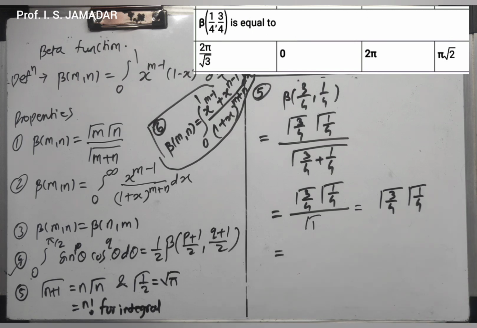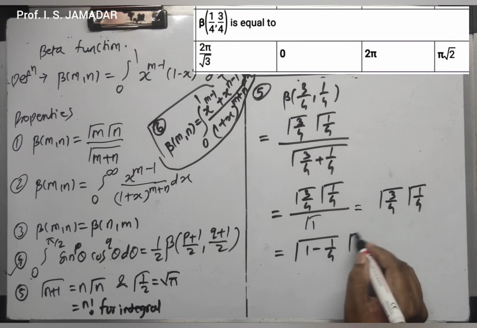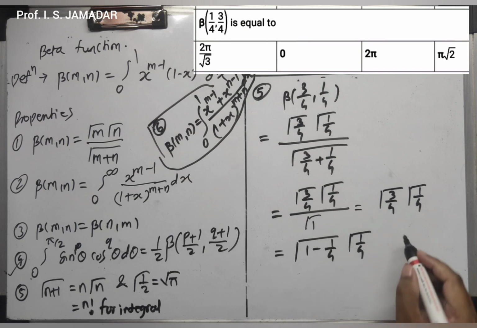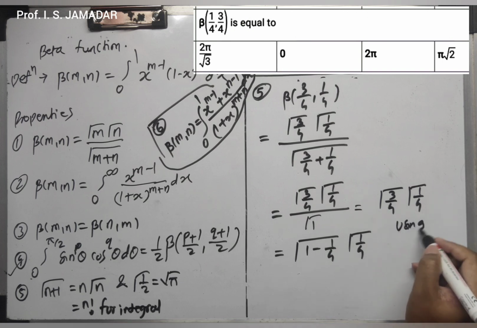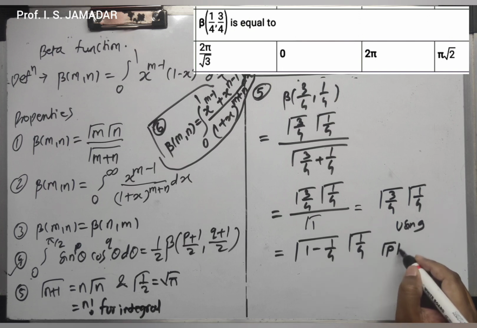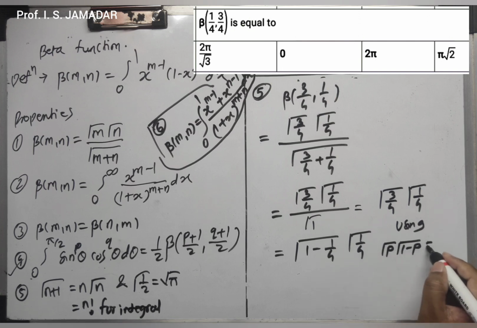Now for gamma 3 by 4, I can write it as 1 minus 1 by 4, and gamma 1 by 4 as it is. So writing 3 by 4 as 1 minus 1 by 4, we have to use this property. What is the property? This is a gamma function property: gamma p into gamma 1 minus p is equal to pi upon sine p pi.